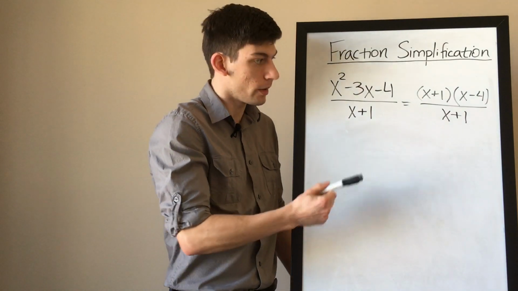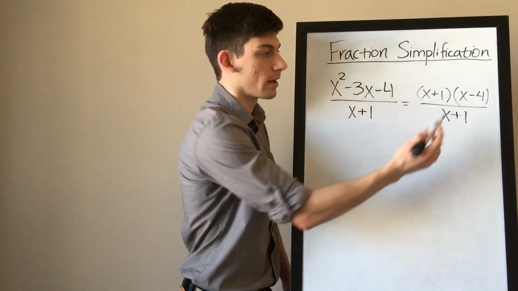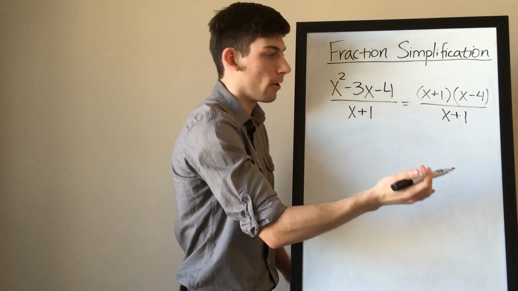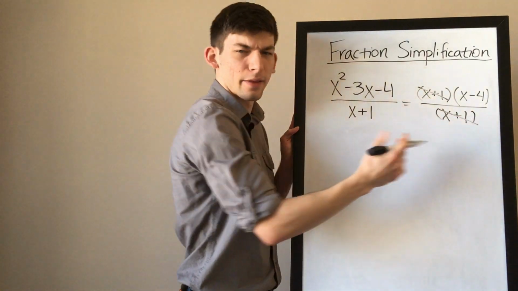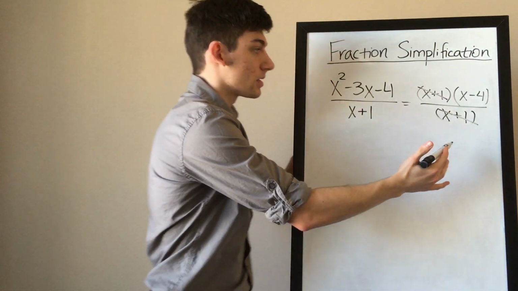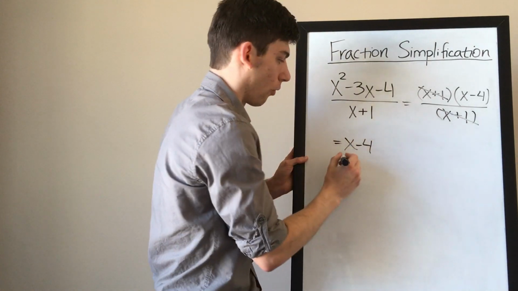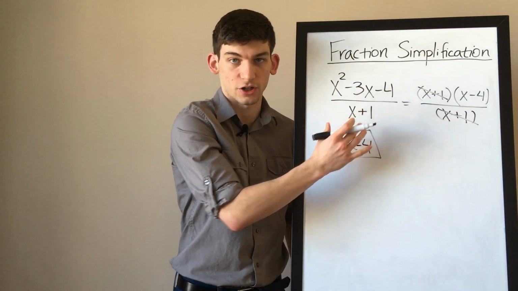From our previous lessons, we realize, yes, we can, because the top here is bound by multiplication. And when it's two factors being multiplied, you can divide it out. So x plus 1 divides out with the x plus 1 on the bottom. If you group it like that, I think it's a little bit easier to see with the parentheses. It cancels out, and so you're left with x minus 4. And that is your simplification of this fraction.